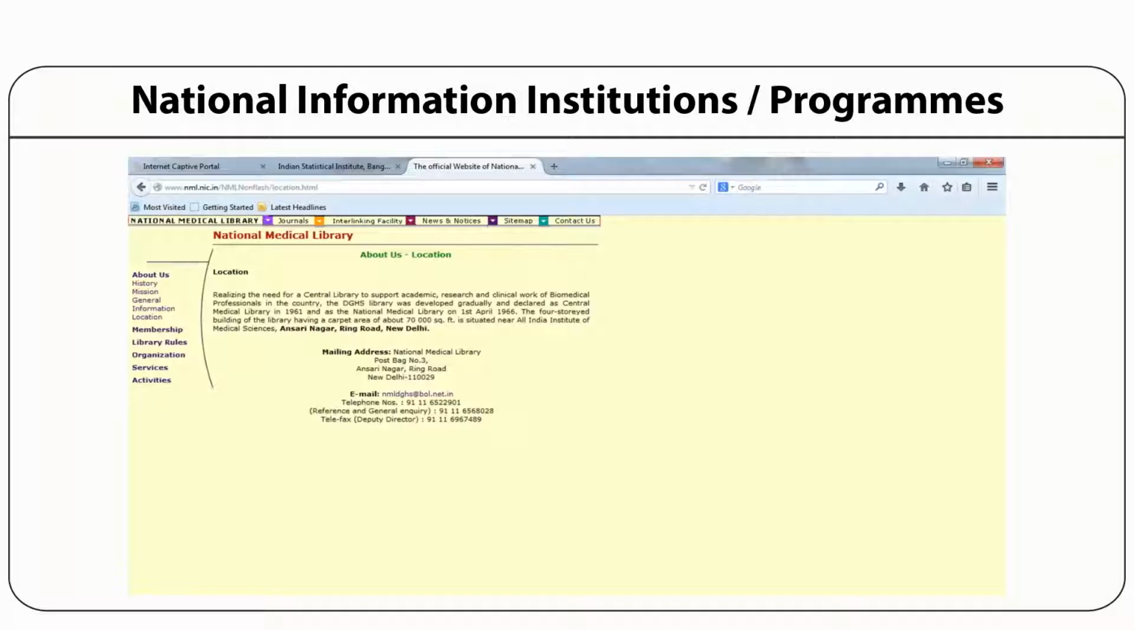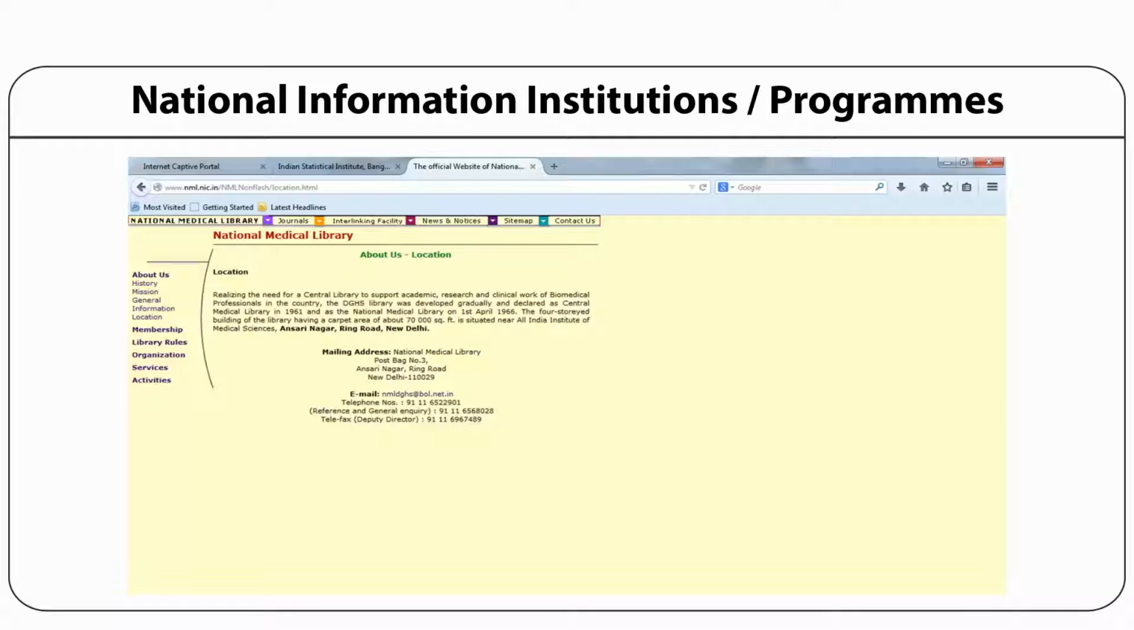This screenshot will show you glimpses of the National Medical Library. This institution is located near the All India Institute of Medical Sciences. It's a very prestigious institute as far as the medical sciences are concerned. Now, this particular National Medical Library was set up realizing the need for a central library to support the academic research and clinical work of biomedical professionals in the country.